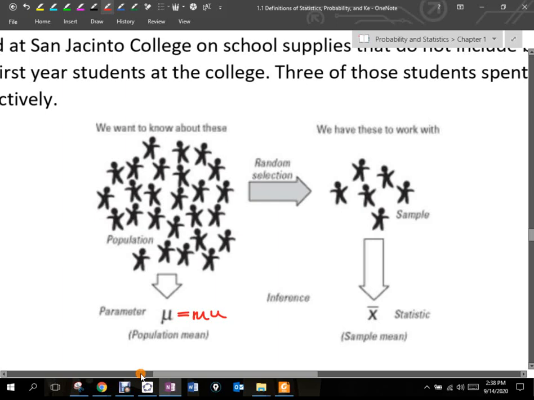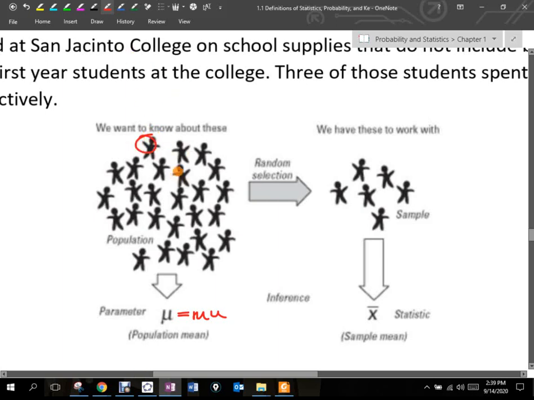So mu is that letter, and that's what we refer to as the population mean, or the population average, but we use the word mean instead. Like I said, that's something that we can't figure out. We don't have the resources, the time, the money, the ability to gather that and figure out that parameter. So what we do is somehow choose.